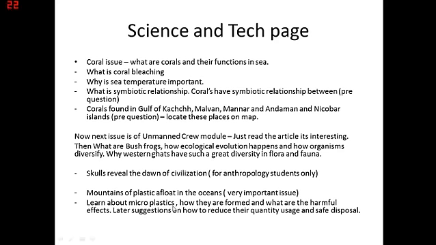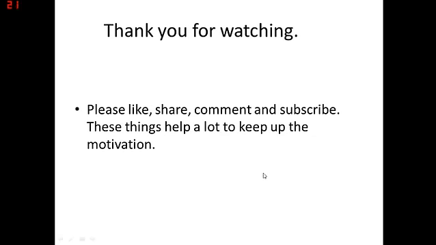Learn about microplastics. What are microplastics? There are three types: micro, macro, and some middle. How are they formed? If you throw some big plastic, it will disintegrate by ultraviolet radiation and bacteria and everything, and it will convert into microplastics. Then what are the harmful effects of these microplastics? These are very dangerous for pollution and for human health and even for marine health. And later, suggestions on how to reduce their quantity, uses and safe disposal. This is the type of question which will be coming in UPSC. Just think about this, just use your mind.